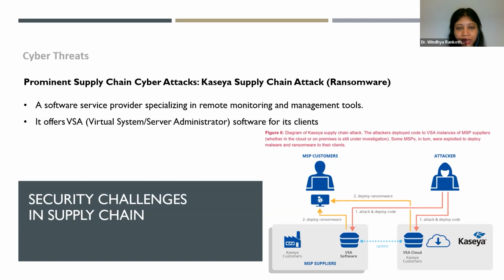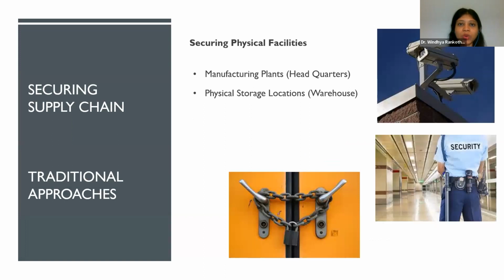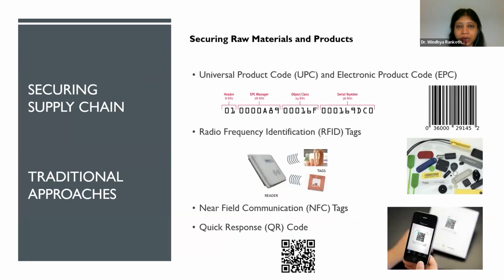And as you see, threats are very challenging and the number of threats is increasing. So if you look at how we can secure the supply chain, traditionally for physical threats, people have used CCTV cameras, physical security guards or locks to manage the headquarters or the manufacturing plants and to manage the physical storage locations. But nowadays, we are using more technical things like universal product code or electronic product code, radio frequency identification tags, near field communication tags, or recently more and more quick response codes, or QR codes.